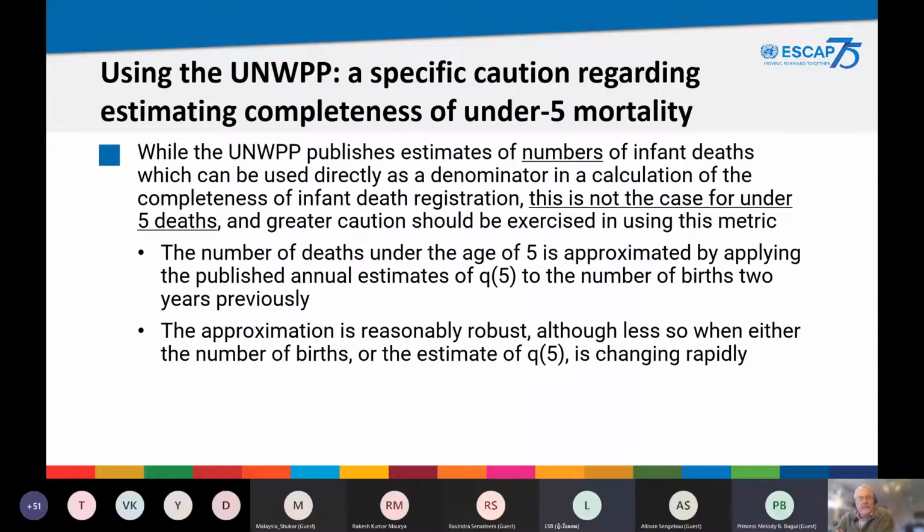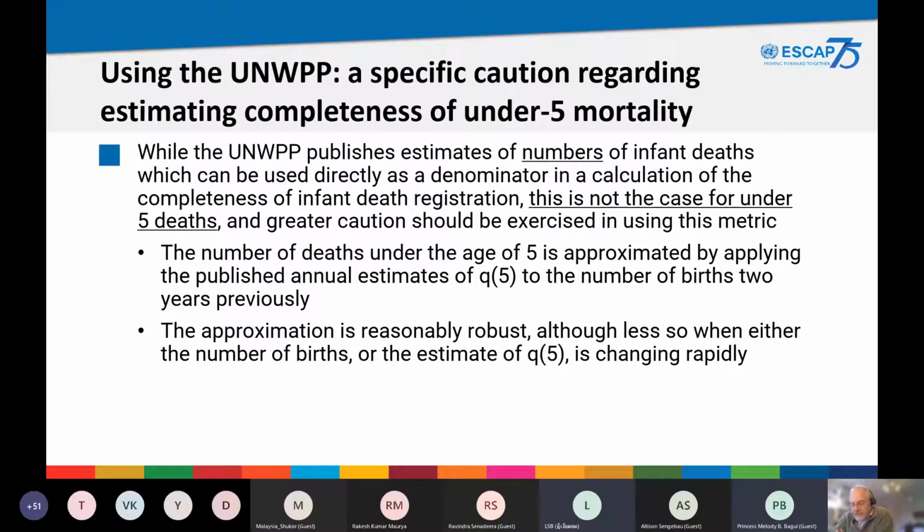In the spreadsheet, which is available to you, the number of deaths under the age of 5 is an approximation to what we think might really be implied by the UNWPP data. We produce it as part of the spreadsheet because we think it is an important metric which you should be wanting to look at. And so even though it's not a direct output from the UNWPP, we think that it is appropriate to at least offer some mechanism to assess the completeness of under 5 mortality.